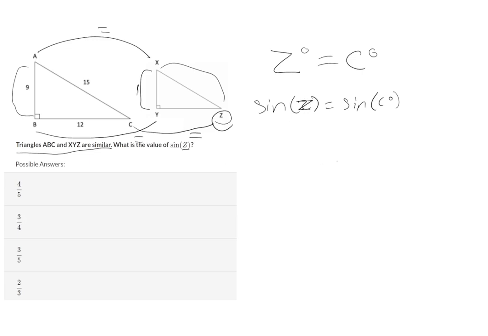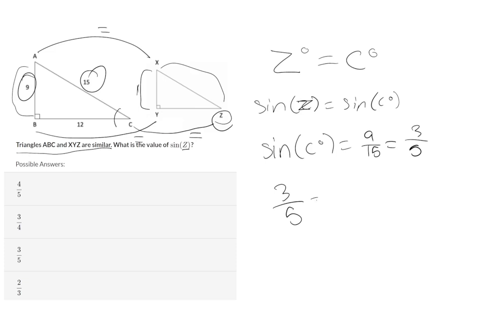And of course, we can find the sine of C by taking the opposite over the hypotenuse. That means the sine of C is equal to 9/15, or after simplifying that becomes 3/5, and 3/5 is also the sine of Z, because sine of Z and sine of C are the same thing. So that makes our answer 3/5.